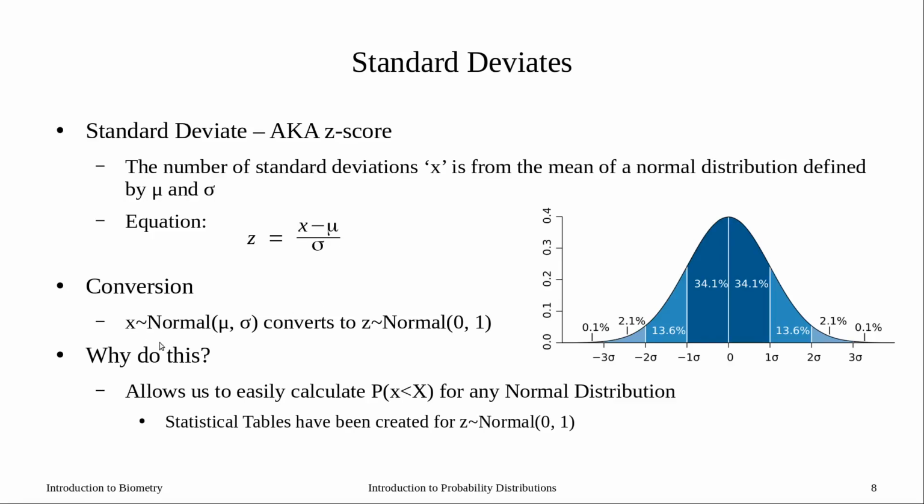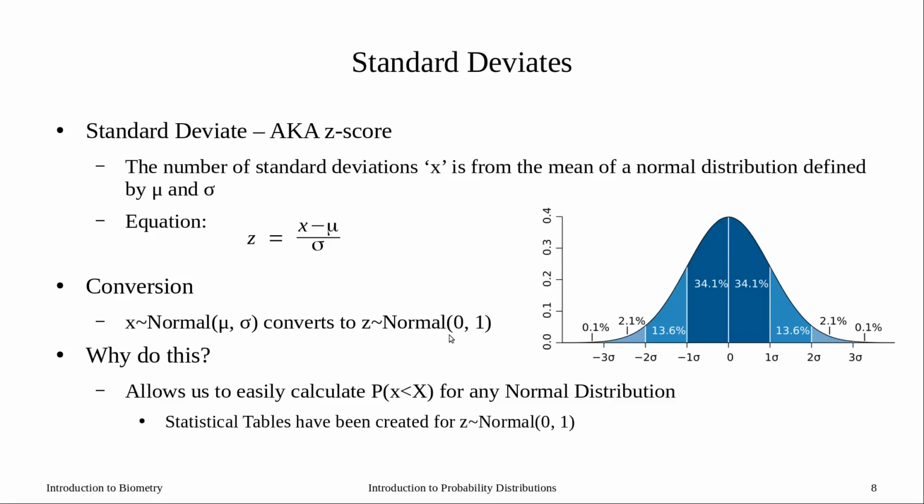So if we apply this equation to each of our data points, we convert our variable that used to be normal with a mean of mu and a standard deviation of sigma to a z-score, which now has a normal distribution with a mean of 0 and a standard deviation of 1. Why is this important? This is important because it now allows us to utilize statistical tables to calculate probabilities.